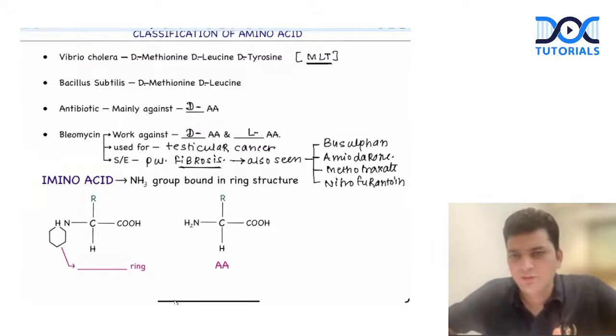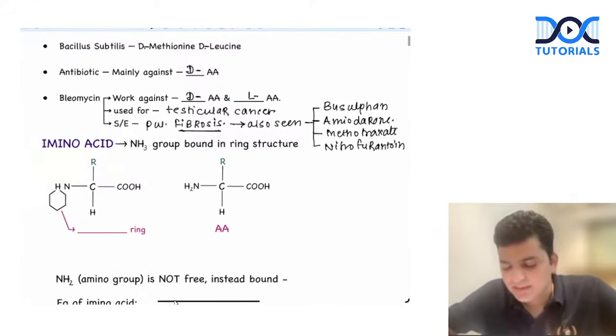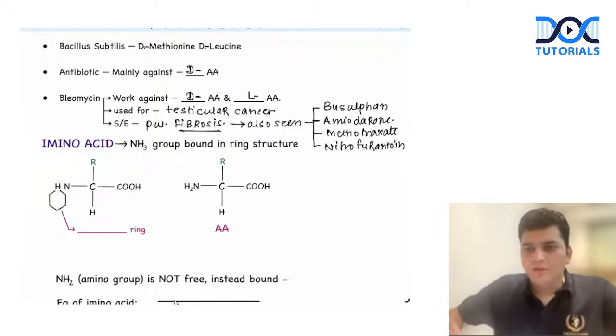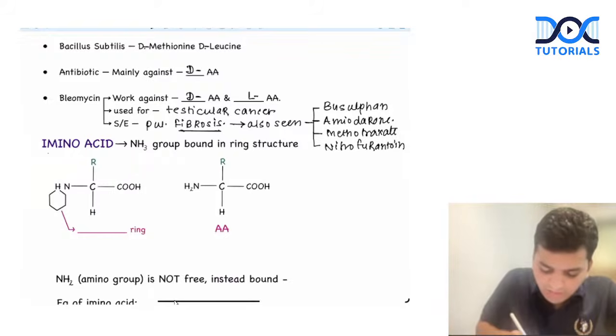The list is very long. Overall, there are around 40 drugs which are known to cause pulmonary fibrosis. But from the exam perspective, these are the 5 drugs to be remembered. But as of now, the concern was that bleomycin affects both D and L amino acids. The next is the imino acid.